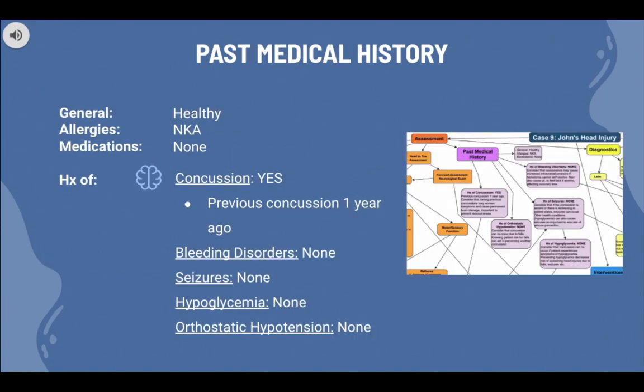In addition to focused and physical assessments, obtaining a baseline through understanding John's past medical history can facilitate better care that best suits his situation and needs. As seen in our concept map, a history of previous concussions within a year yields the greatest priority related to concussions, followed by bleeding disorders, orthostatic hypertension, and hypoglycemia.